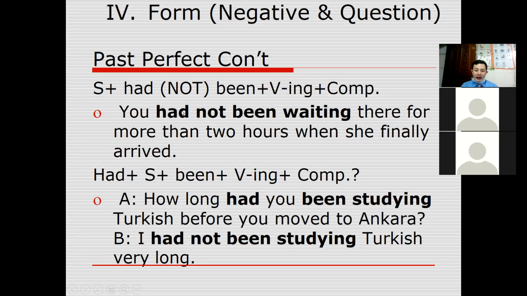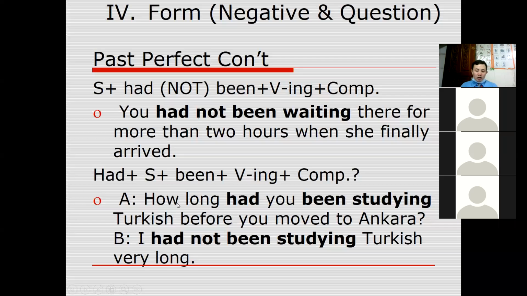It had not become had done, right? And if you want to ask a question, you just take the auxiliary verb had here to the front of the sentence. It becomes a question. As you can see here: had, subject, been, and then verb plus ing, and then a question mark. If you want to ask for more information, just put how long or a WH question.